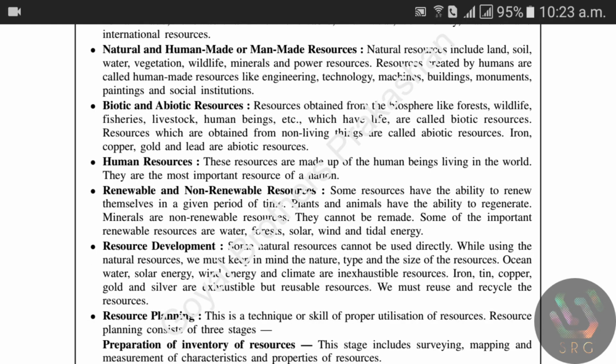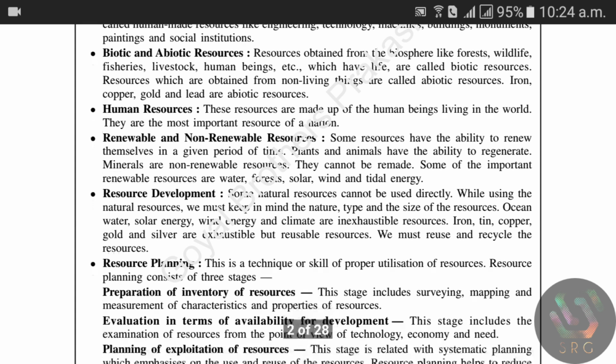Biotic and abiotic resources. Resources obtained from the biosphere like forests, wildlife, fisheries, livestock, human beings, etc., which have life, are called biotic resources. Every living resource is called a bioresource. Just remember that. And resources which are obtained from non-living things are called abiotic resources. Some examples are given like iron, copper, gold, and lead. A simple concept it is.